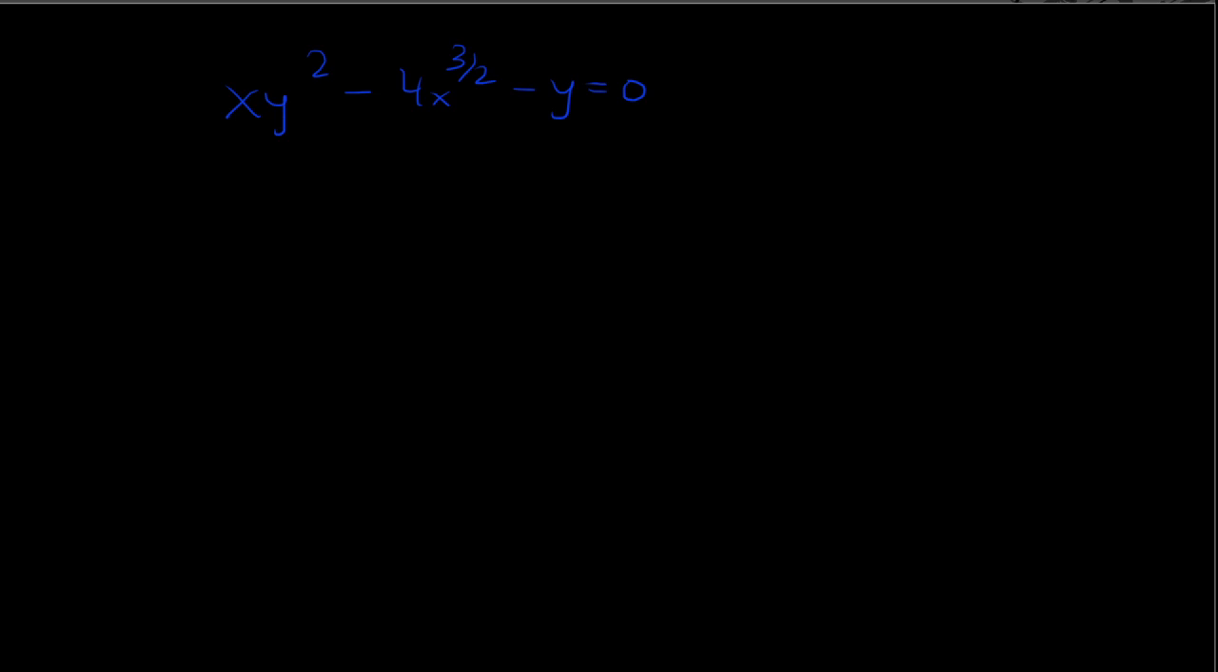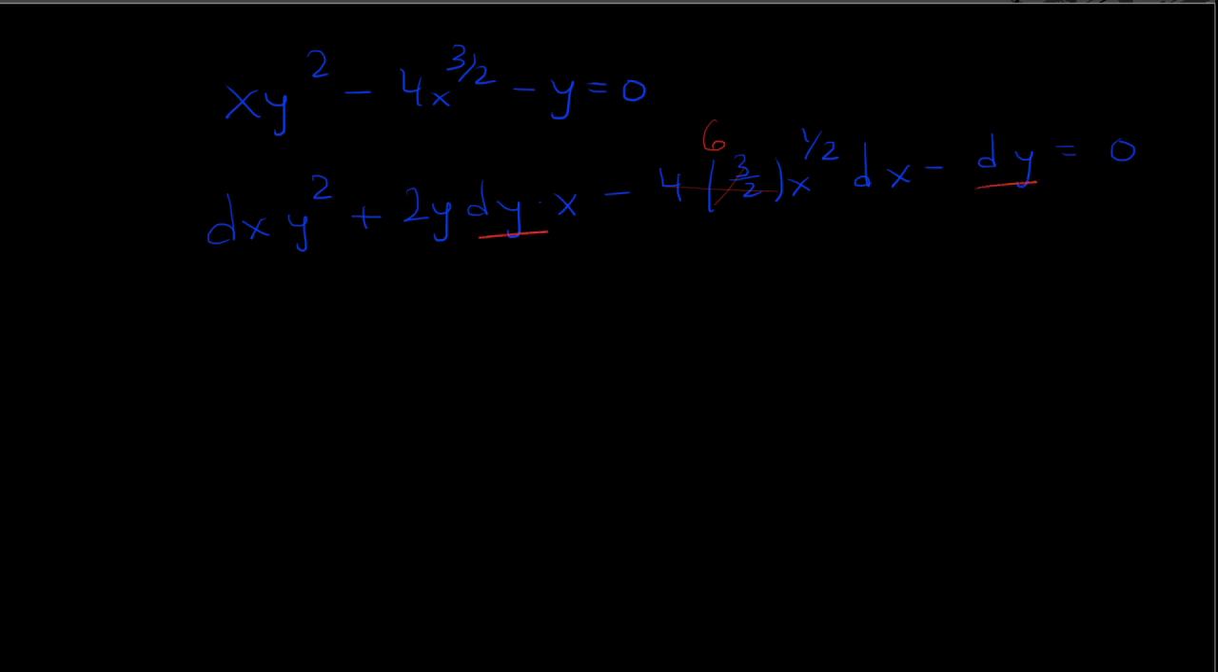So I'm going to use the product rule here. So the derivative of x, we'll leave it as dx, and then times y squared, plus the derivative of y squared is 2y dy times x, minus 4 times 3 halves times x to the 1/2 power dx minus dy is 0. Okay. So I have, let's see, 4 times 3 halves, that's going to be 6. I have 2 dy's here, and I have how many dx? 2 dx's.